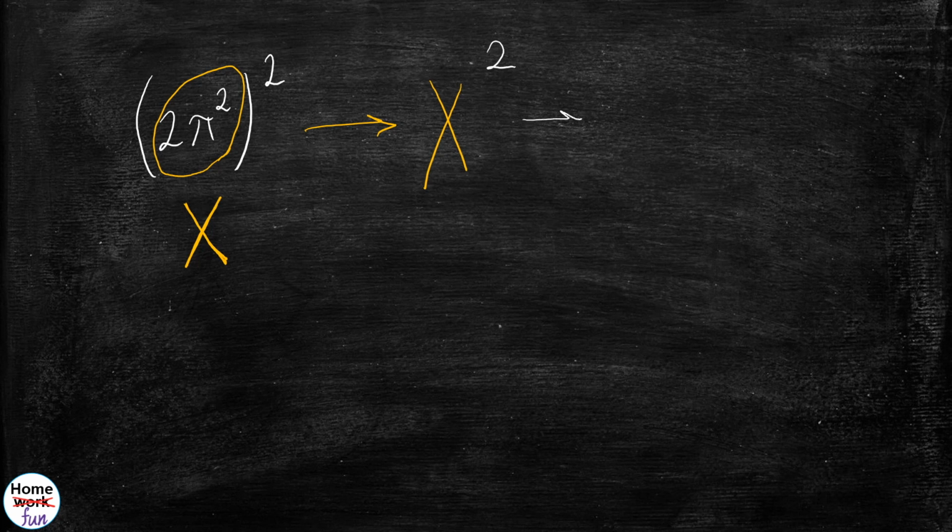So I can write 2 pi squared gets multiplied by another 2 pi squared, right? 2 pi squared is multiplied by itself how many times? 2 times.